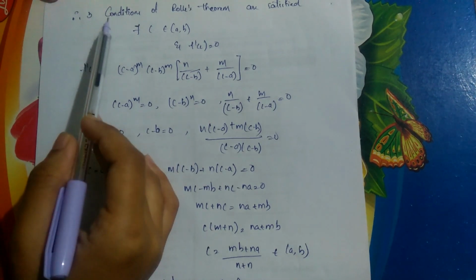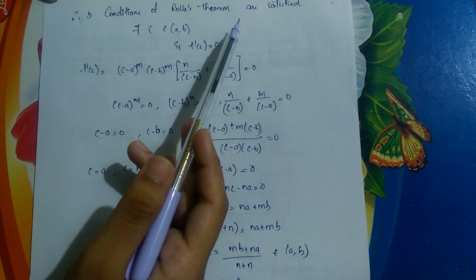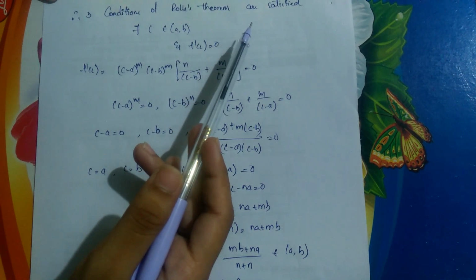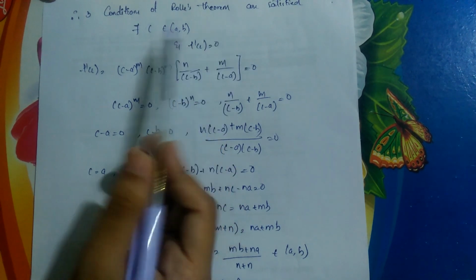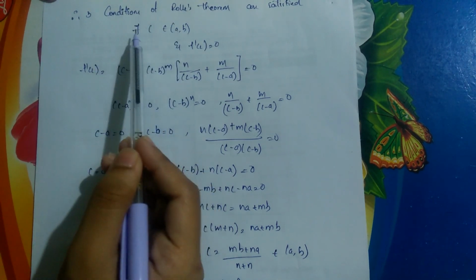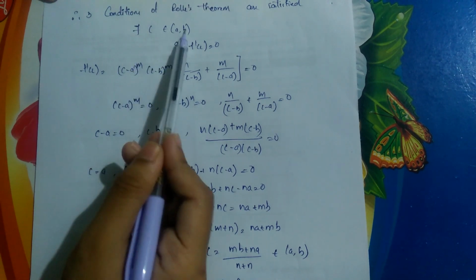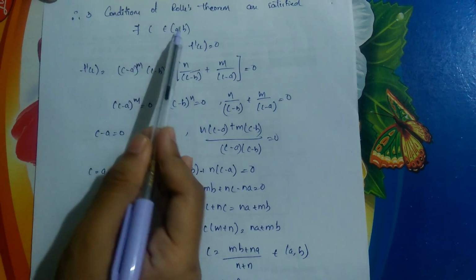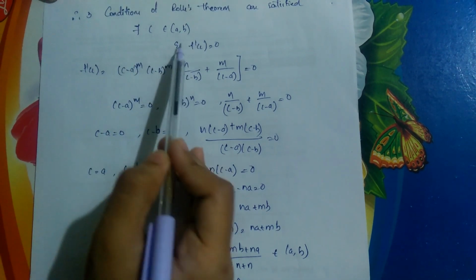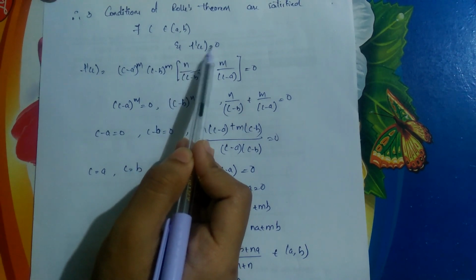Here, the three conditions of Rolle's theorem are satisfied. That is, the first condition is the function is continuous, the second is the function is differentiable, and the third condition is f of a is equal to f of b. Since the three conditions are satisfied, there exists a point c, and that point c belongs to the open interval (a, b), lying somewhere in between a and b, such that f dash of c is equal to 0.